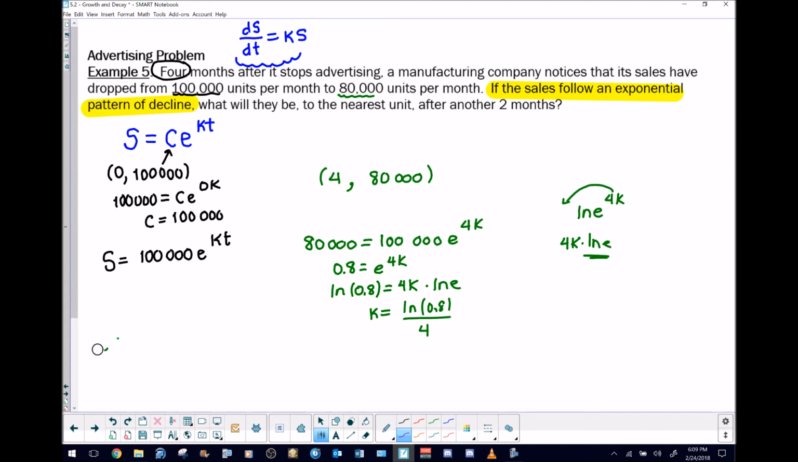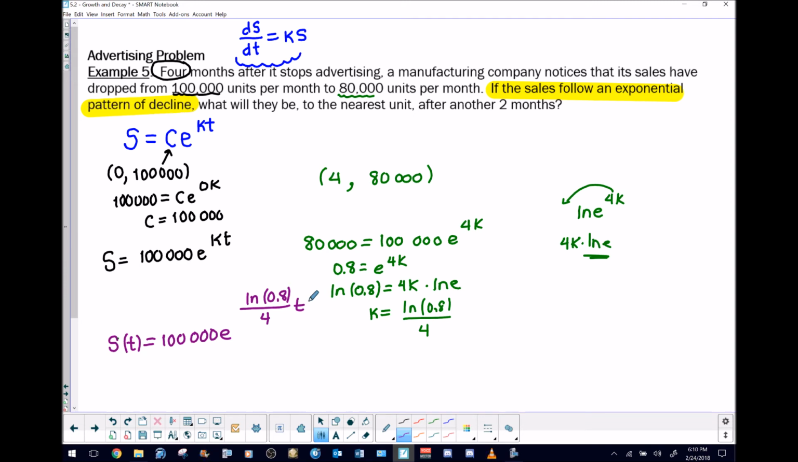So I'm going to go ahead and write this one out. The sales will be, at any time t, we can dress it up if we like, 100,000 times e to the ln of 0.8 over 4 times T power. All we need to do now is plug in an appropriate value of T, and we would have our sales. But there's a trick to this question.